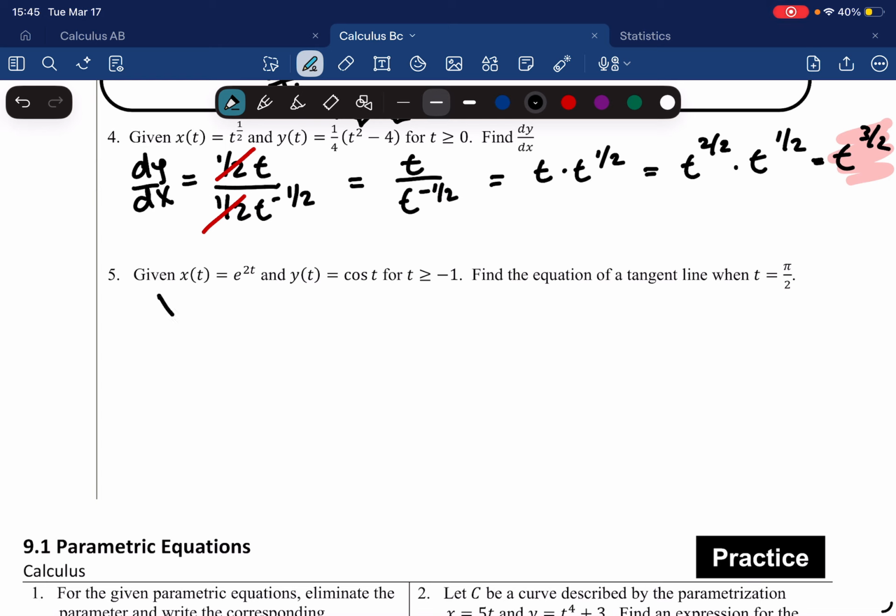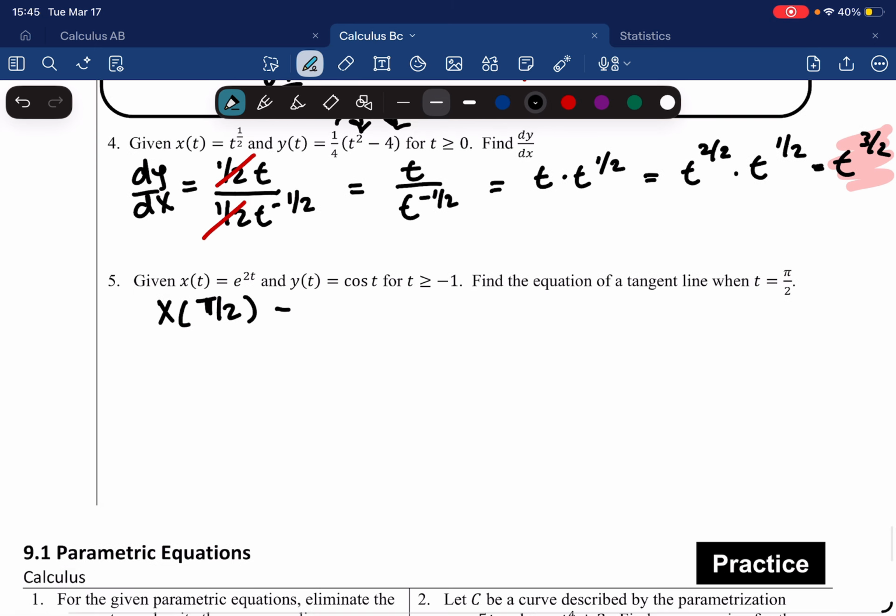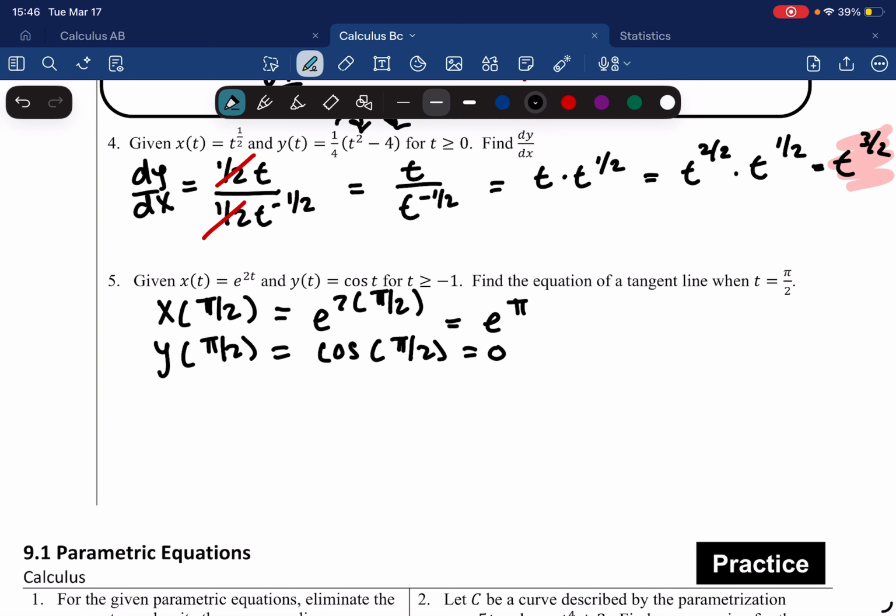So we have x of pi halves is equal to e to the power of 2 times pi halves, which is equal to e to the pi. And then y of pi halves is equal to cosine of pi halves, which is 0. So what we just found was x1, y1. Then we need to find dy dx, and so that's the derivative of y, which is negative sine t, over the derivative of x, so 2e to the 2t.